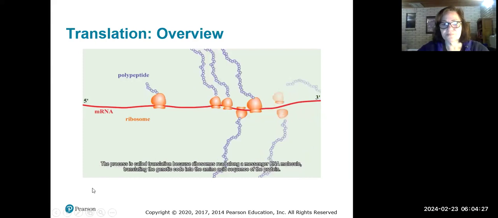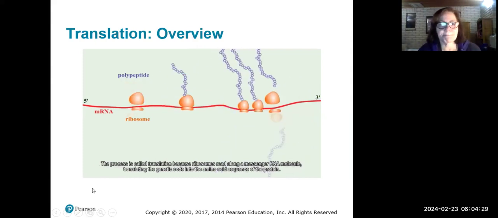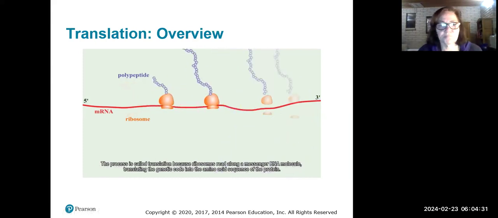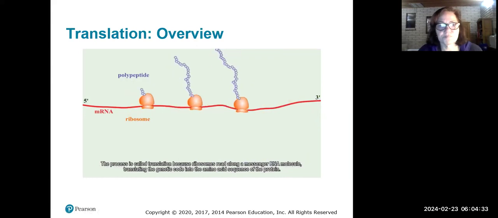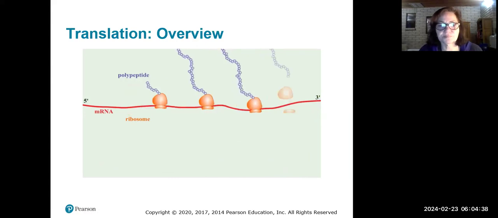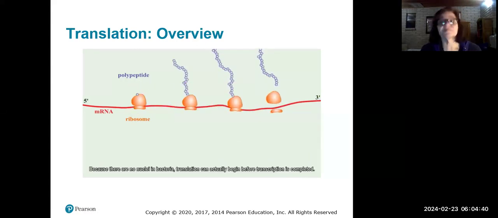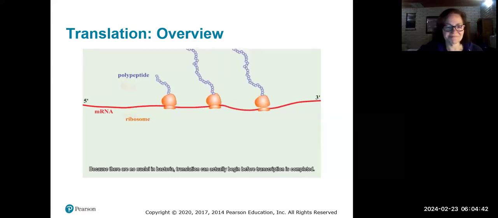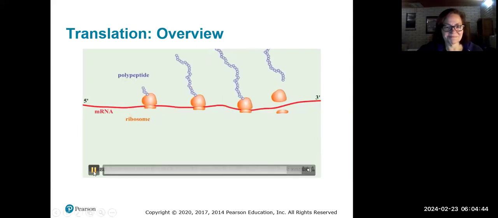This is called translation because ribosomes read along a messenger RNA molecule, translating the genetic code into the amino acid sequence of the protein. Because there are no nuclei in bacteria, translation can actually begin before transcription is completed.